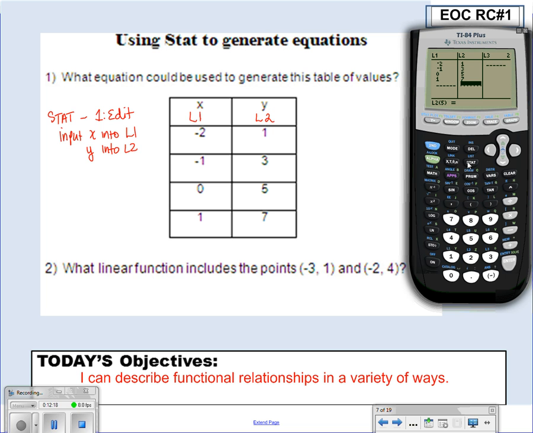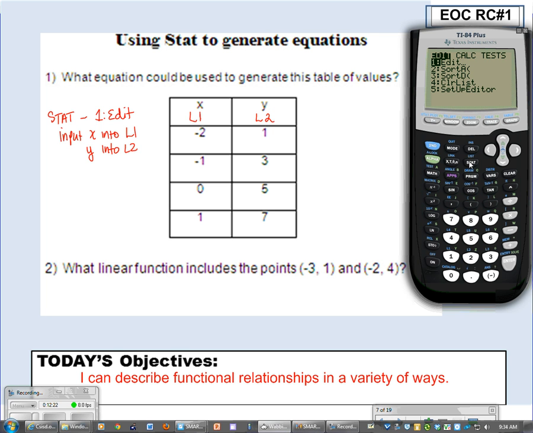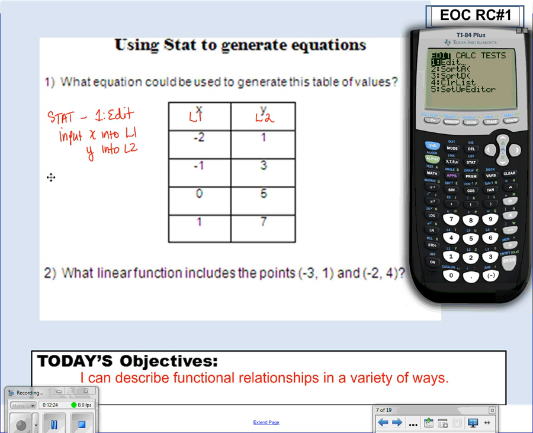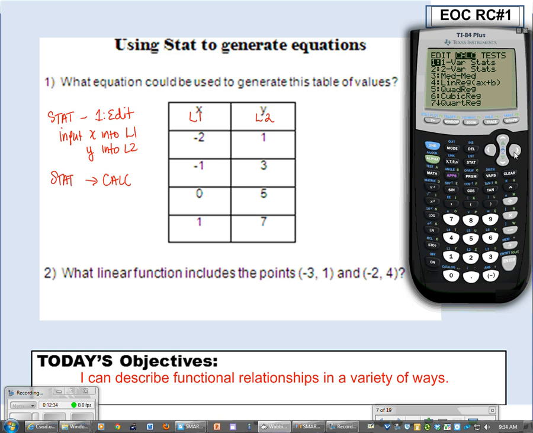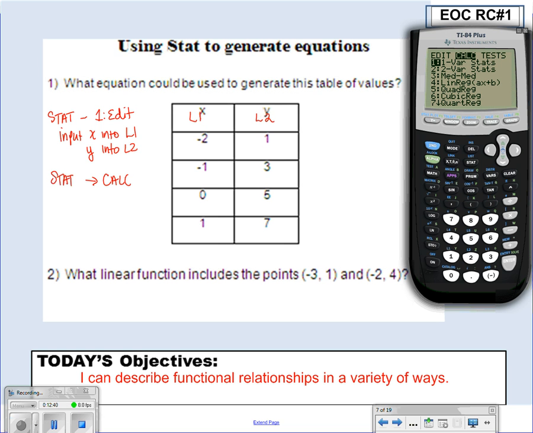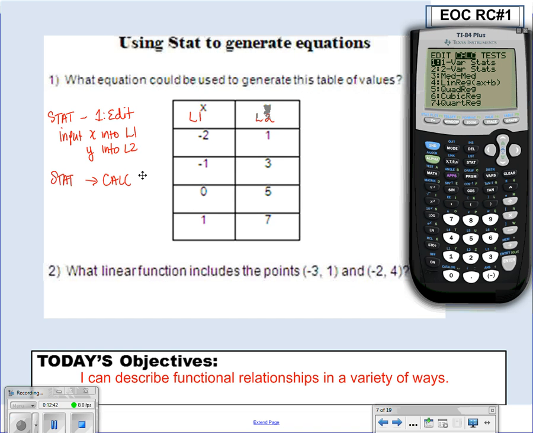Now we're going to go back to stat because now we want to use that information. So we hit the stat button again. This time we're going to arrow over to calc, C-A-L-C, because we want the calculator to calculate something for us. And we're going to choose number 4, which is linear regression.